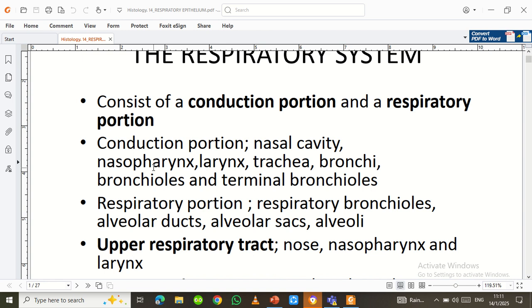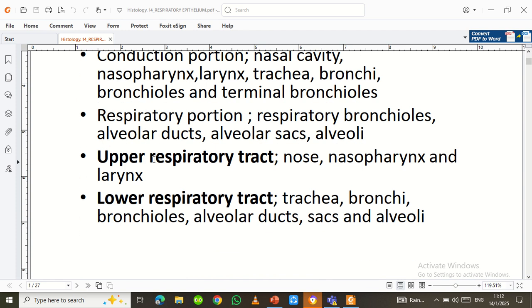It is further divided into the upper respiratory tract and the lower respiratory tract. The upper respiratory tract is from the nose to the larynx. The lower respiratory tract starts at the trachea, goes to the bronchi, bronchioles, terminal bronchioles, alveolar ducts, sacs, and then alveoli.